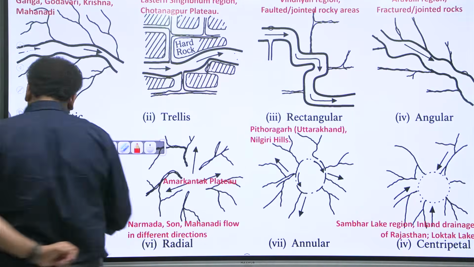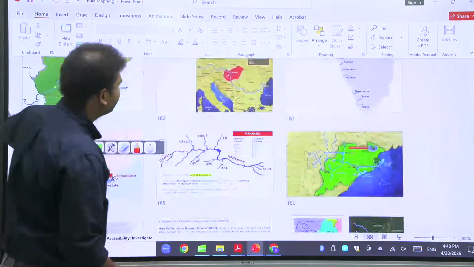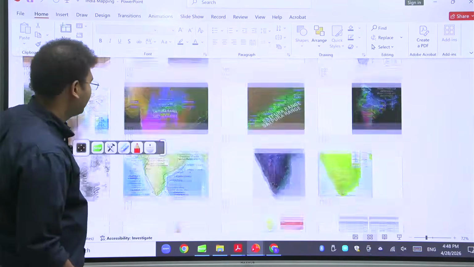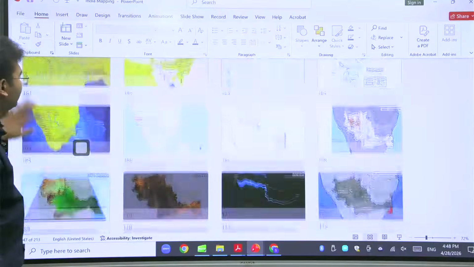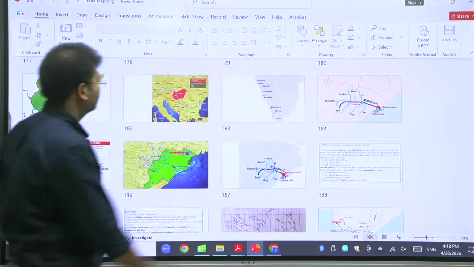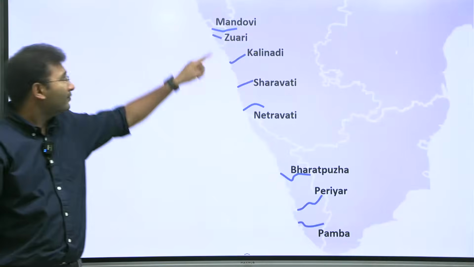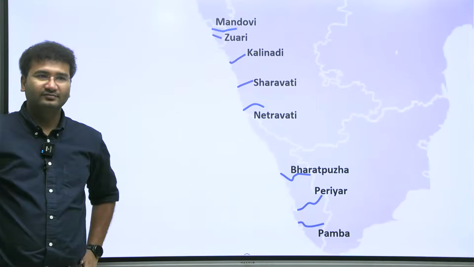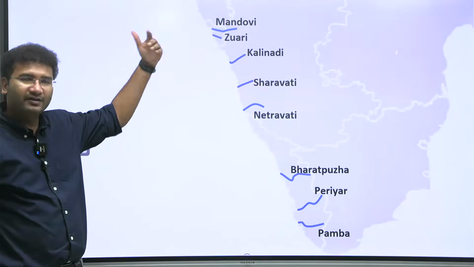So let us mug them up. Let us mug these parallel rivers. The names of these parallel rivers are in your atlas, and in your handout also it is given. Mandovi, Zuari. Are they not looking parallel? Mandovi, Zuari. Repeat after me.